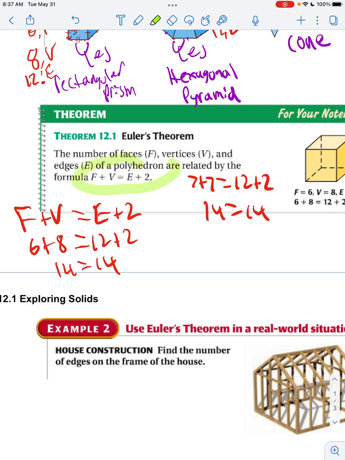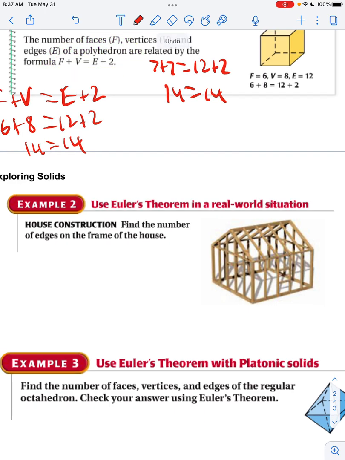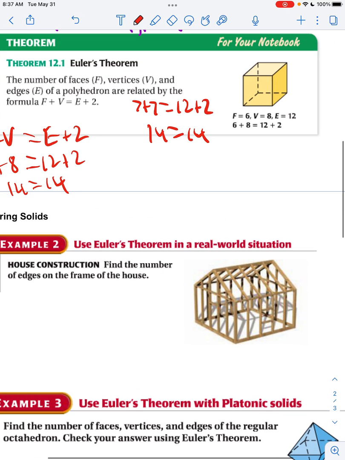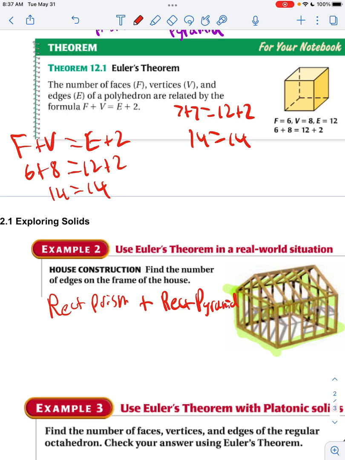So make sure you have this formula written down. Use Euler's theorem in a real world situation. House construction, find the number of edges on the frame of the house. So let's see here. I'm going to use his theorem. I'm going to separate this into two different shapes. I'm going to have my, let's call this a rectangular prism, and then I'm going to have my rectangular pyramid on top. And that's going to help me figure it out.